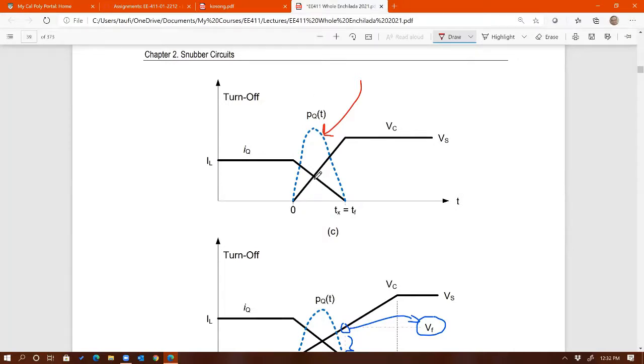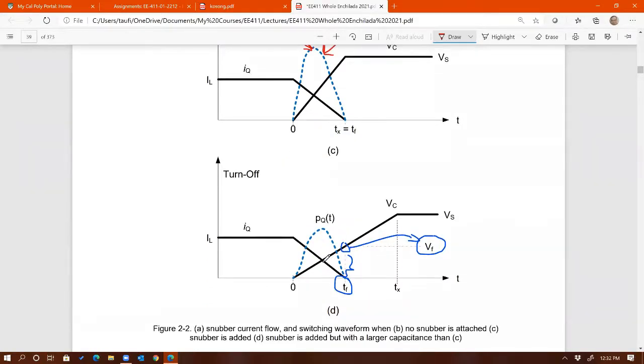As you can see as well, the peak value of this PQ of t waveform depends on the intersection of the two waveforms right there. If the voltage across the switch is slower, of course that peak is going to be smaller, or lower, like in the next example. See that? The peak is lower because the voltage across the switch is slower. And we talked about that last week.